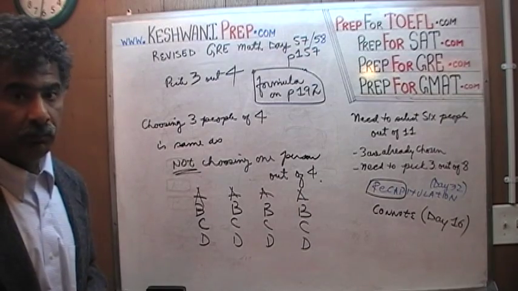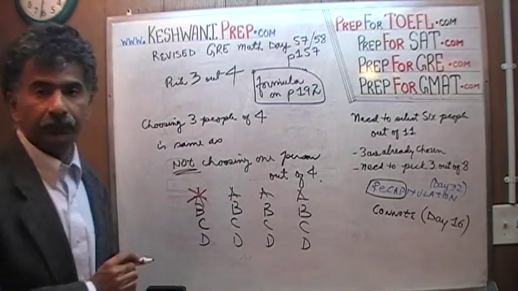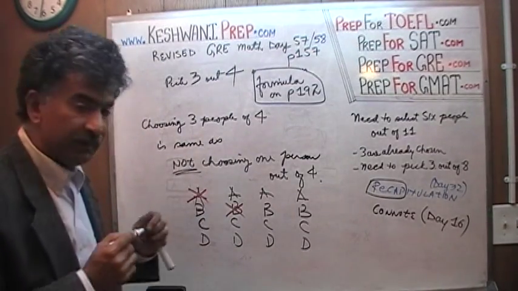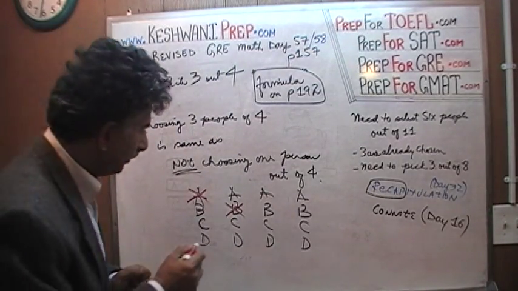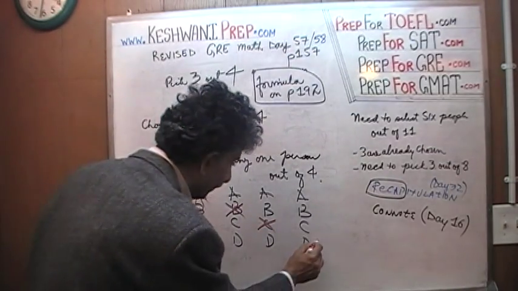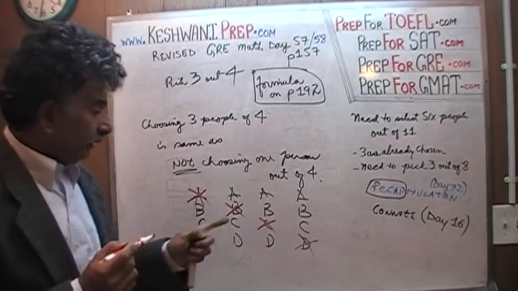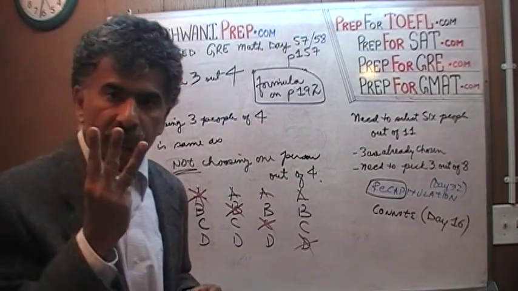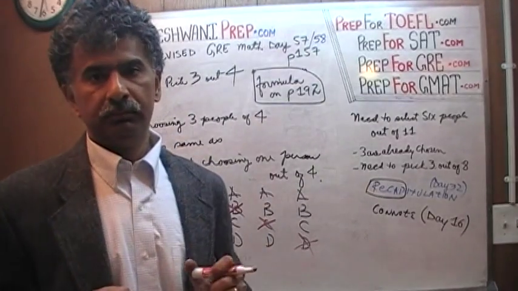I can go in that room and not choose A. Or I can go in that room and not choose B. Again, I'm picking 3 people. I can go in that room and not choose C. I can go in that room and say D is the one I don't want to choose. There are 4 different ways of choosing 3 people out of 4.